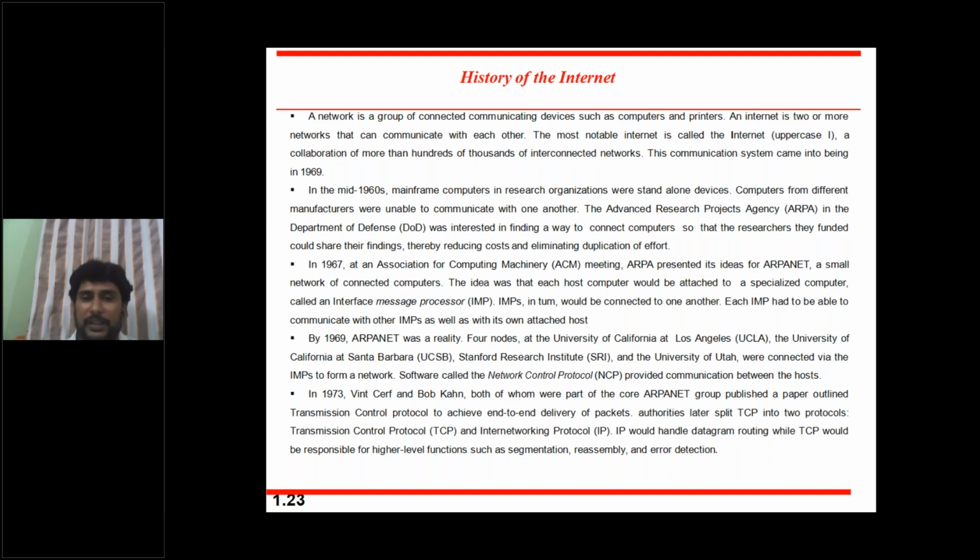So in the mid 1960s, mainframe computers and research organizations were standalone devices, working in isolation. The Advanced Research Project Agency, ARPA, tried to develop a network to connect those four universities which were working on research for the Department of Defense. In 1969, they successfully accomplished the project called ARPANET, connecting four important universities: University of California in Los Angeles, Santa Barbara, Stanford Research Institute, and the University of Utah.